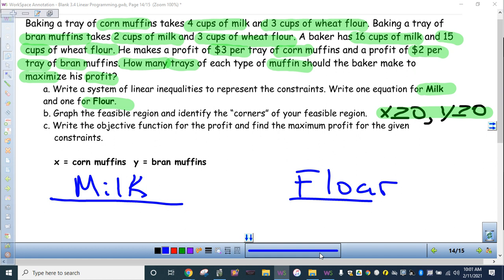Okay, so we got corn muffins, bran muffins. Put your little virtual hand raising up when you're done writing all this down at home, please, so I know when to move on. And I will check the rest. Thank you.